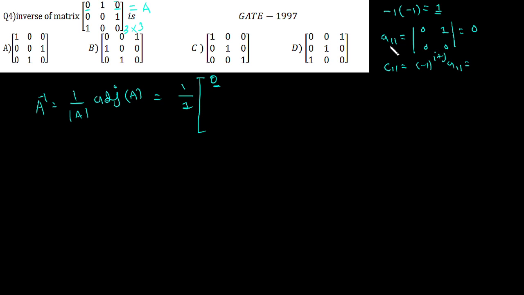Here i and j are 1 and 1 respectively. So we got 1 and we got the determinant 0. So again we got 0. So we have to write 0 here. Now look at the options.